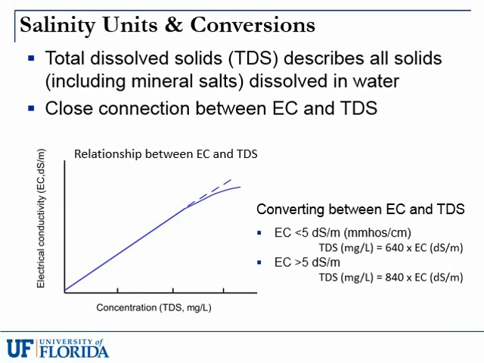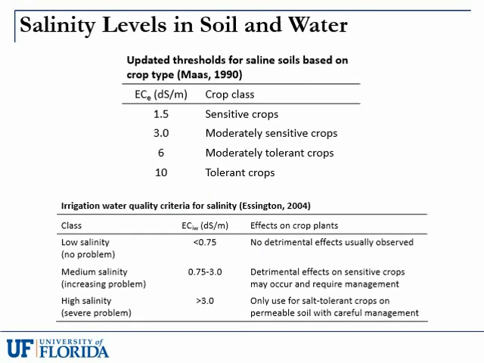And then sometimes you'll hear total dissolved solids, which turns into parts per million, and that's going to approximately convert at 1,000 to 1. So if you hear the number 3 or 3,000, those are all equivalent, regardless of what unit is being used. So if it's 3 decisiemens per meter, that's going to be the same as 3,000 parts per million. So just trying to give you some idea of what these numbers are when we start talking about them.